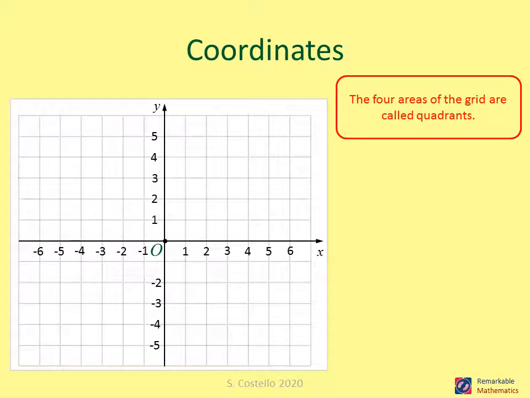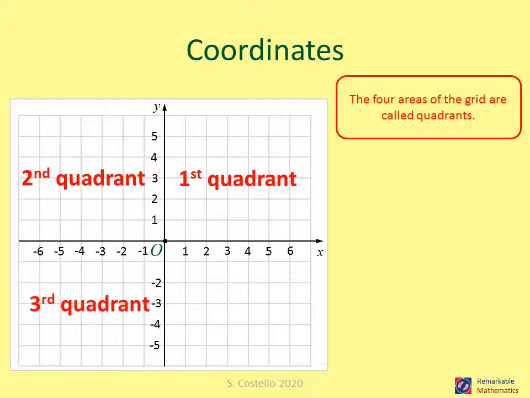The 4 areas of the grid are called quadrants. That's the first quadrant, the second quadrant, third quadrant, and finally the fourth quadrant. If you notice, they go around anti-clockwise, starting from the top right, which is the first quadrant.